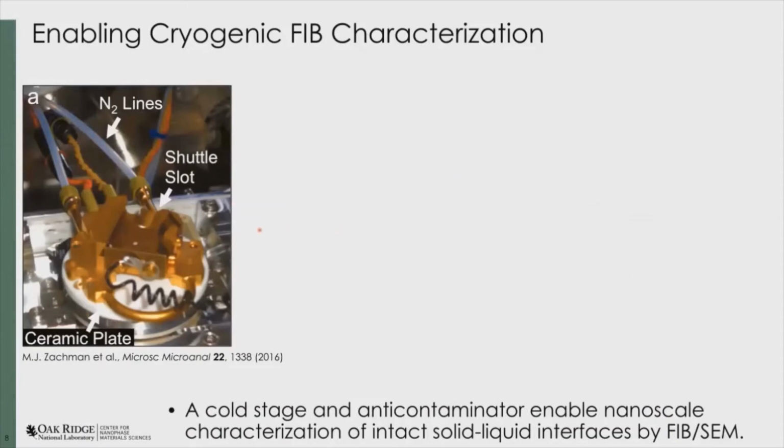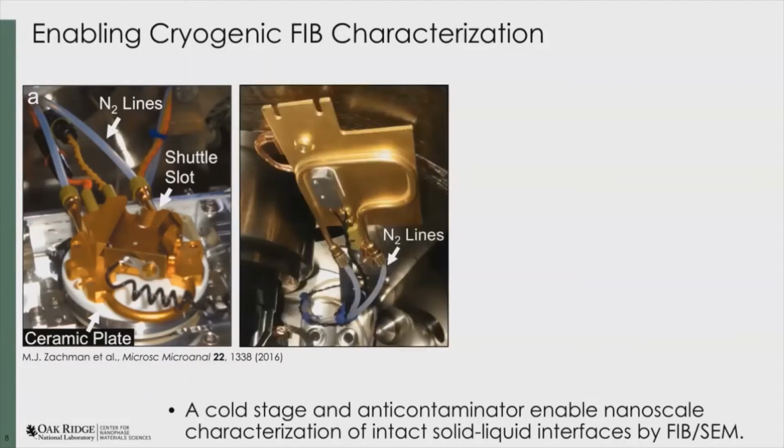So what we need to do in order to accomplish cryogenic techniques inside of the focused ion beam is replace the stage with a cryogenic stage. So this is a cryogenic stage cooled by cold nitrogen gas that flows through here. And then you put a ceramic plate between the stage and the rest of the FIB to isolate it thermally. The sample slides into a slot here on the shuttle.